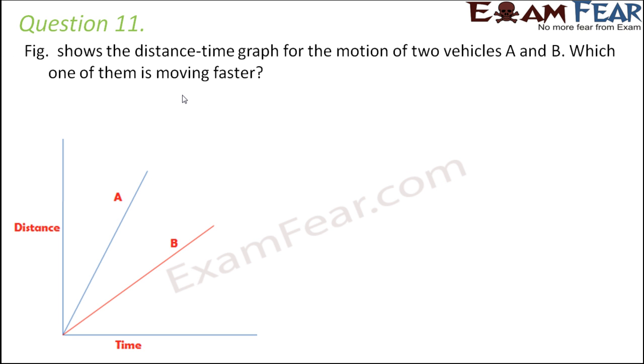Question number 11. The figure shows the distance time graph for the motion of two vehicles A and B. Which one of them is moving faster? Now, how do we get to know the speed of a vehicle from the distance time graph? The slope tells us the speed. The steeper the slope, the greater the speed. So if you compare the slope of A and B, the slope of A is more than the slope of B.